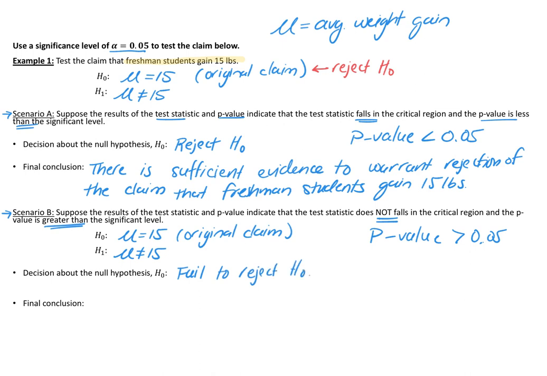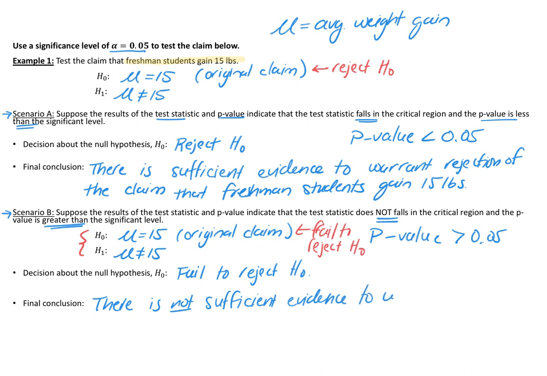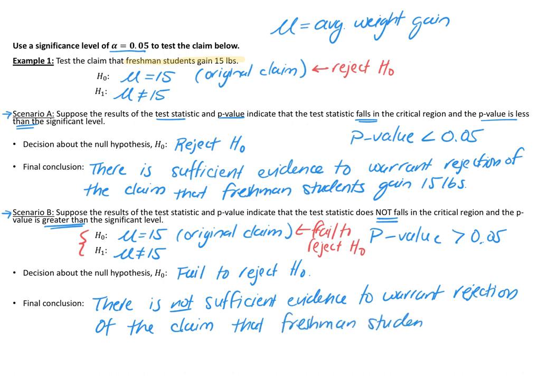Let's go back to our two hypotheses here. This time we are failing to reject H naught. So what does that mean? This means that there is not sufficient evidence to warrant rejection of the claim that freshman students gain 15 pounds.